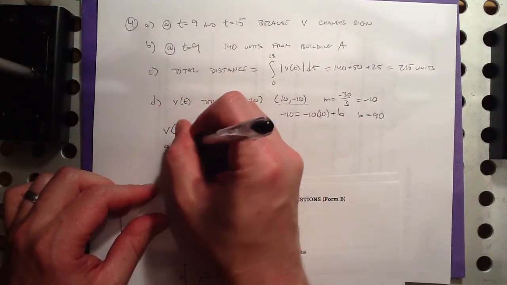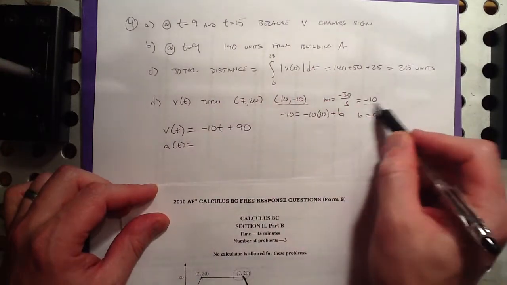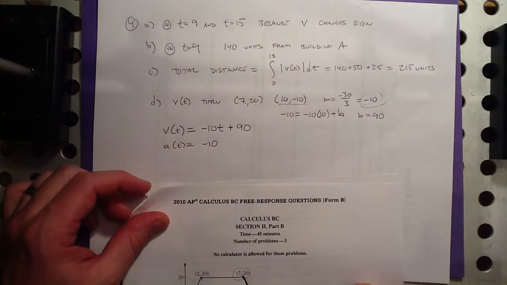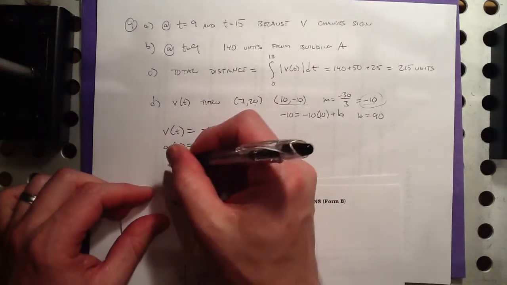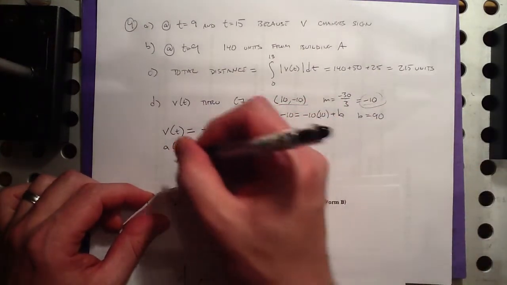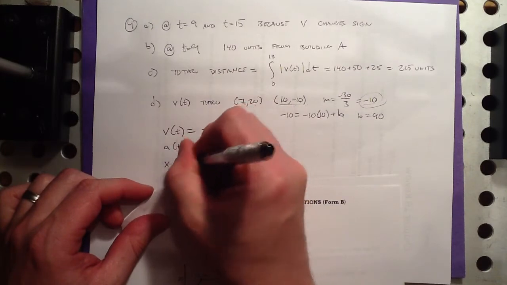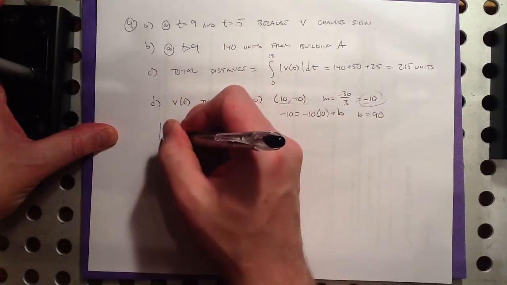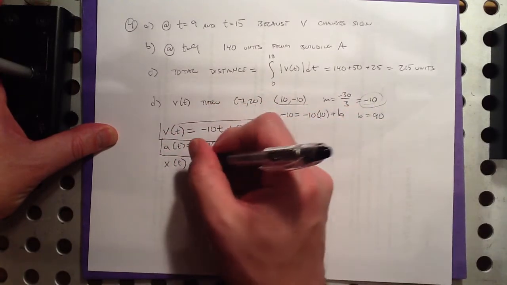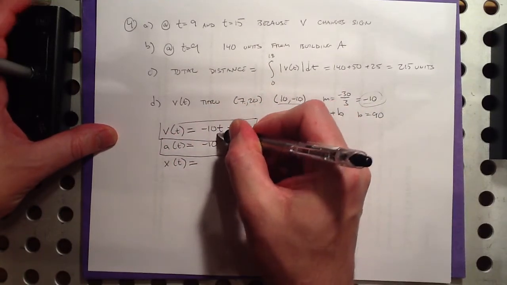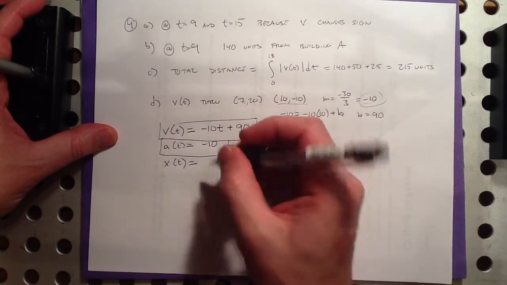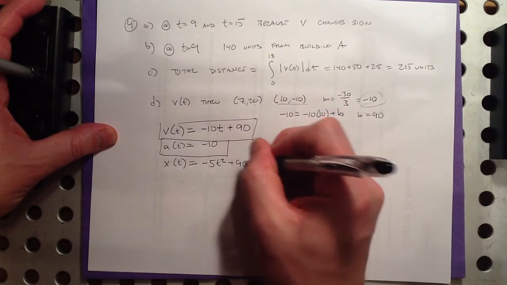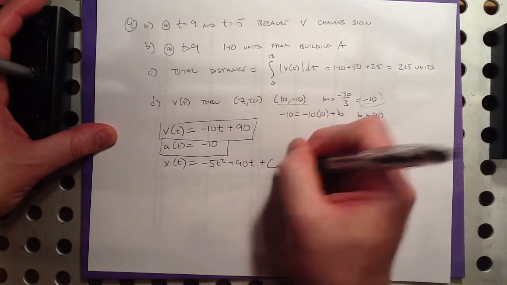Well, acceleration's easy from there. Acceleration is the slope or derivative of this. So that's negative 10. The trickier one is position. So we're done with this. Done with that. But position is the antiderivative of this. So the antiderivative of negative 10t is negative 5t squared plus 90t plus C.